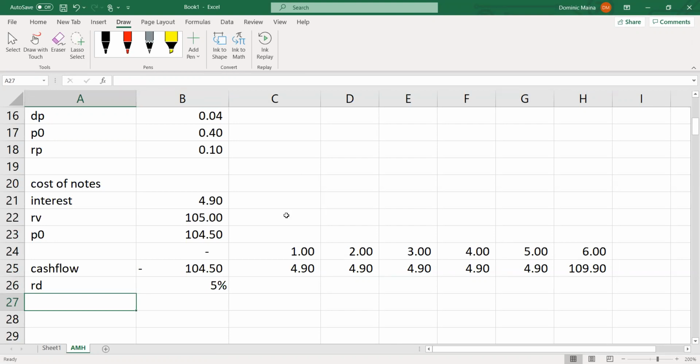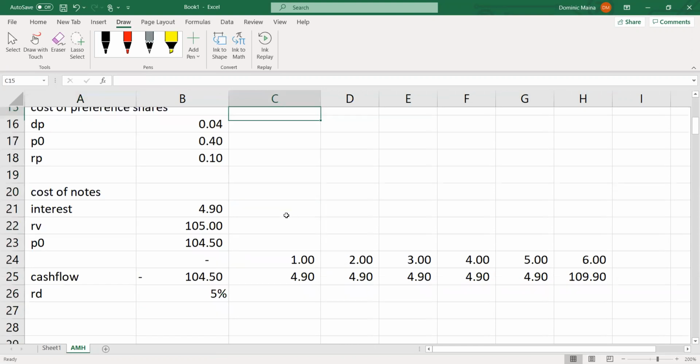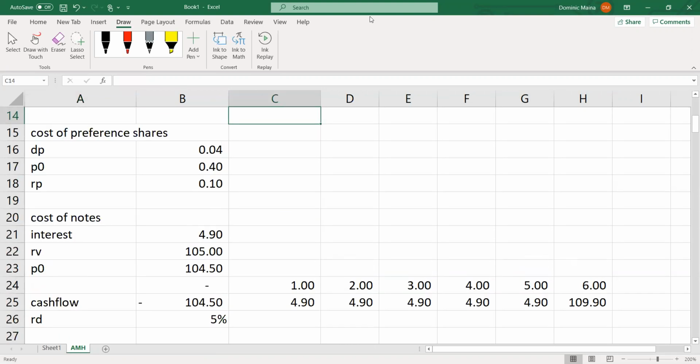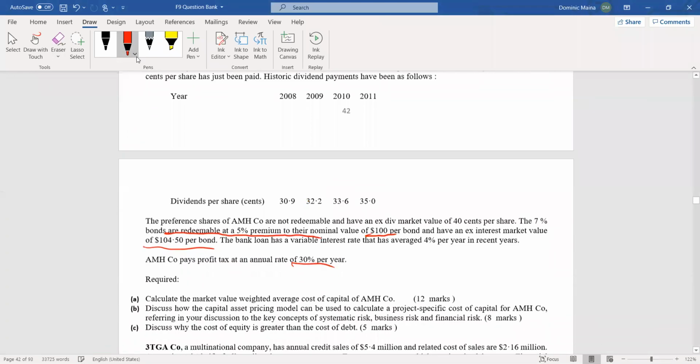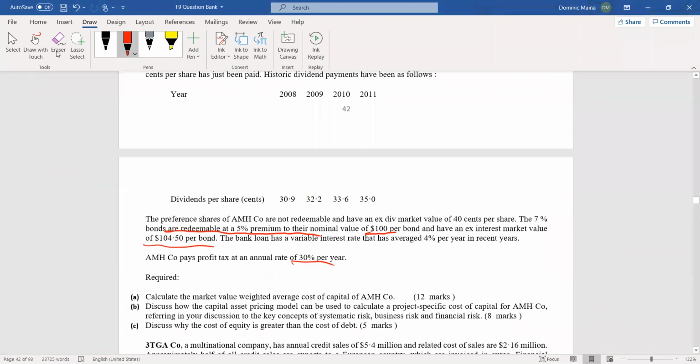Having done that, we get the cost of the bank loan. So let's go back and see the cost of the bank loan. Now this company has a long-term bank loan. Let's see what the bank loan is for this company. The bank loan, where is it?